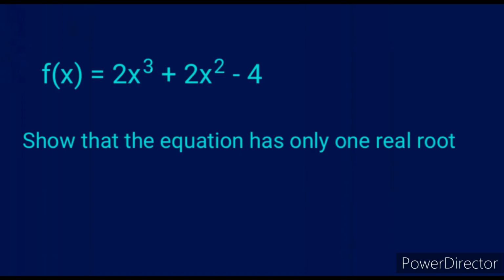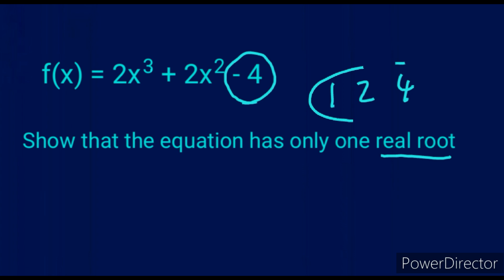Alright, here is the final example. So we're given the equation of f, and we're told show that the equation has only one real root. So whenever they say show that it has only one real root, they're just saying show that it has only one x-intercept. So we just have to find our factors. So in order to find our factors, we have to substitute the factors of the constant. So in this case, it's going to be 1, 2, and 4. So we are going to test the negative and positive values of these factors.